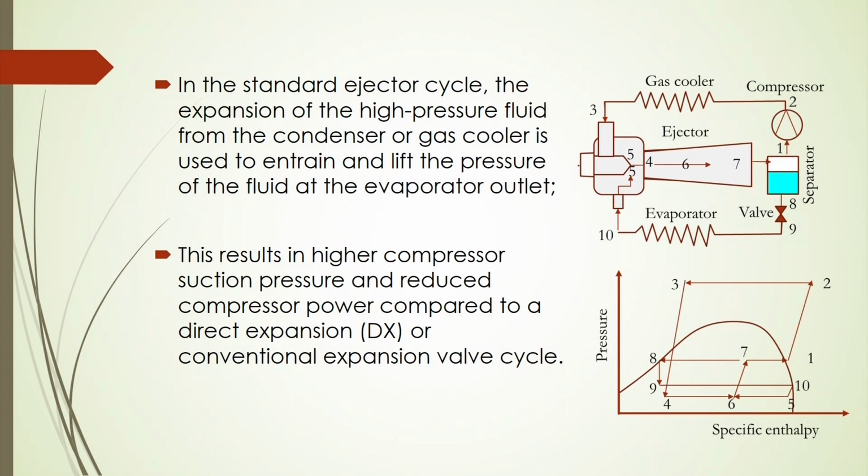And in this case, in the standard ejector cycle, the expansion of the high pressure fluid from the condenser or gas cooler is used to entrain and lift the pressure of the fluid at the evaporator outlet. And then this will give you a higher compressor suction pressure and reduced compressor power compared to a direct expansion or conventional expansion valve cycle.